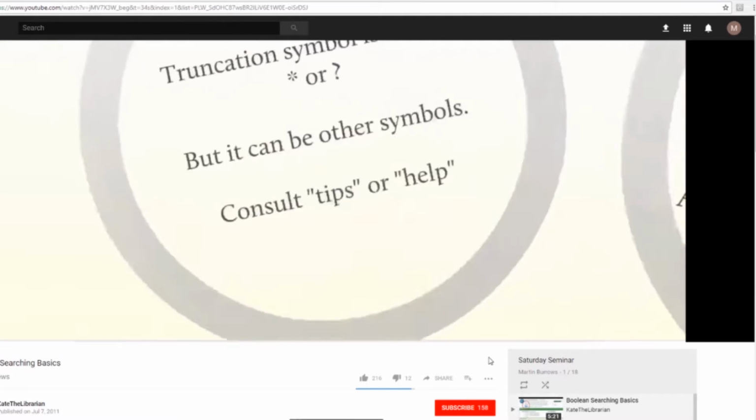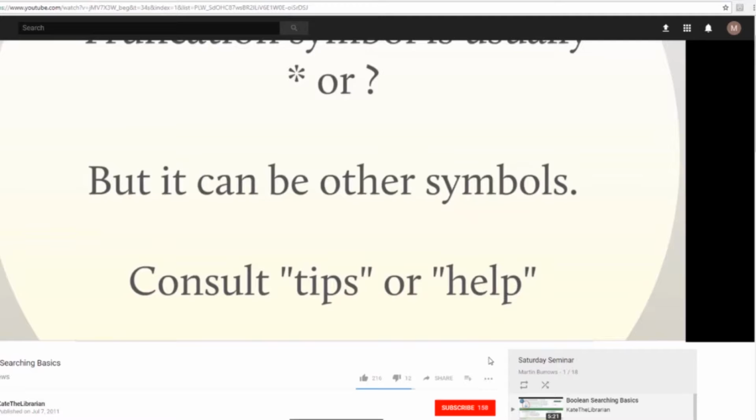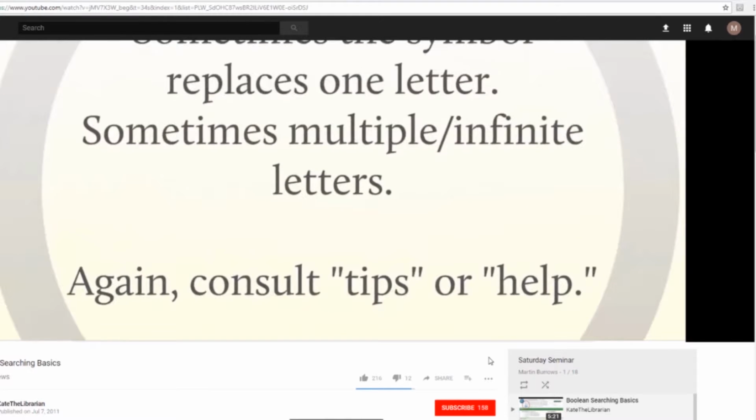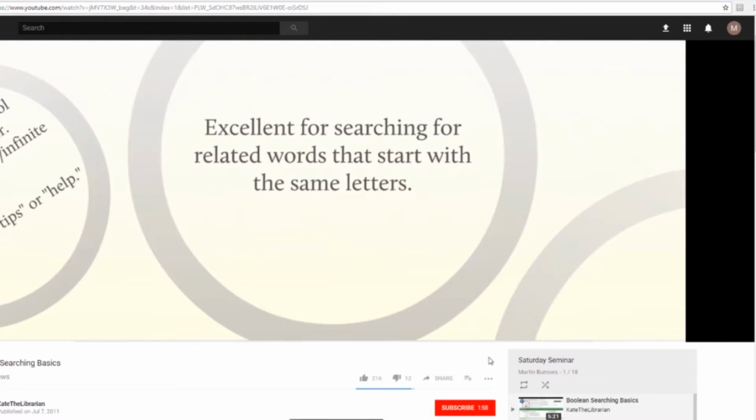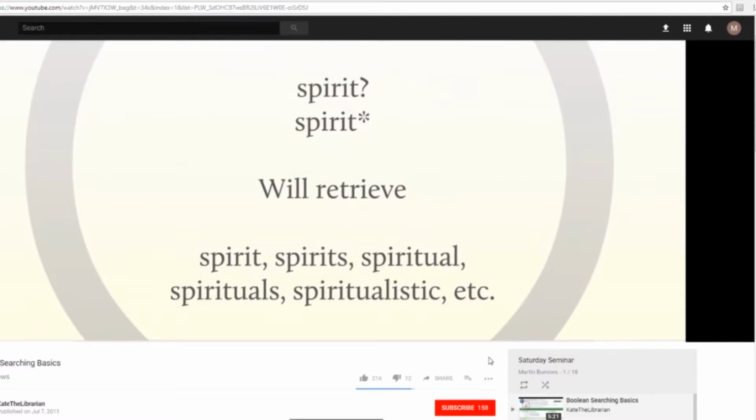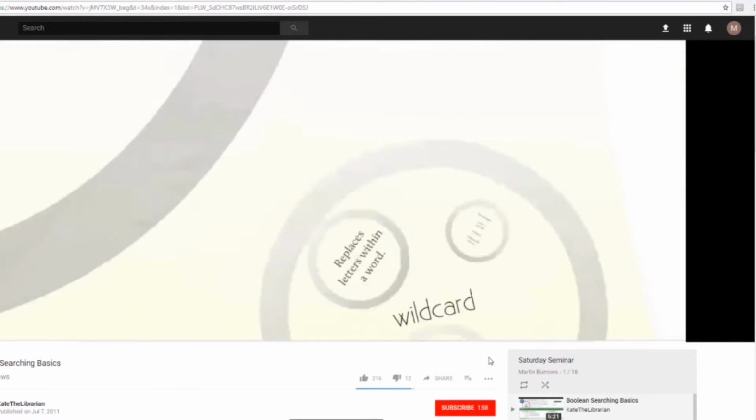So let's look at truncation. The truncation symbol in most databases is usually a star or a question mark, but it can be other symbols. Again, consult the tips or help page to determine which one the database expects. Sometimes the symbol replaces one letter, sometimes it replaces multiple or even infinite letters. So again, you'll want to look at the tips or help page to determine what the database is going to do. This is excellent for searching for related words that start with the same letters. So for example, entering in spirit with a question mark or star will retrieve spirit, spirits, spiritual, etc., etc.